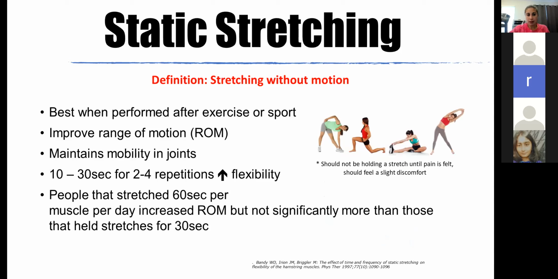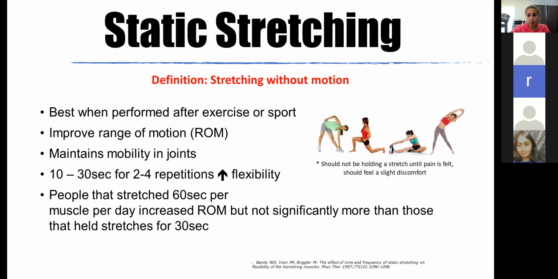And then the next component here, static stretching. Again, this is stretching without motion. Typically, you would do this after you are done your exercise or sport. If you are not able to do it immediately after your exercise session or sport, you could do it later on before bed. As long as you do it, it will be beneficial. Now, we'll talk about incorporating static stretching as part of a warm-up. Can you or can you not? We'll discuss that, but just understanding the difference at this point.